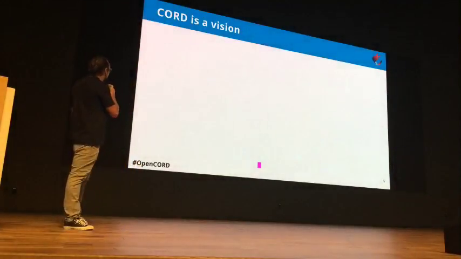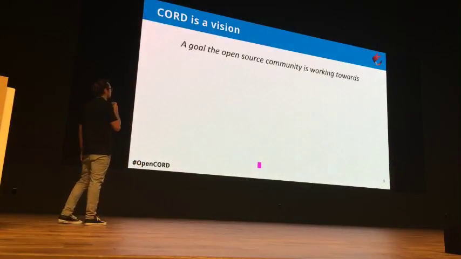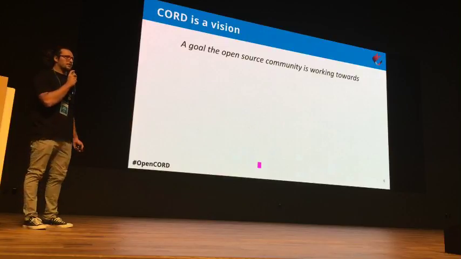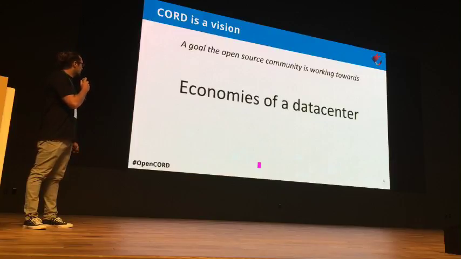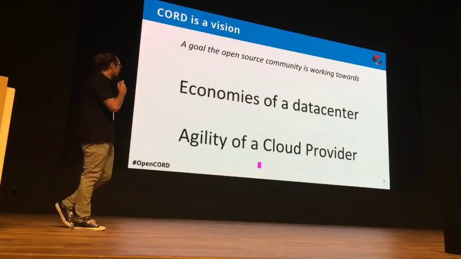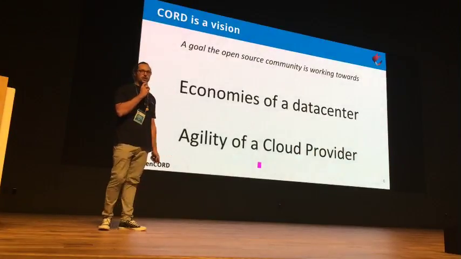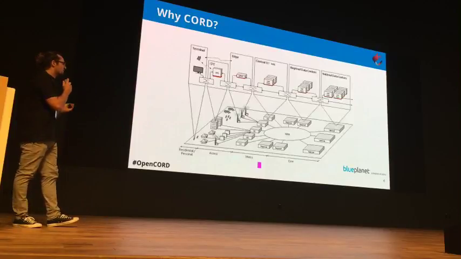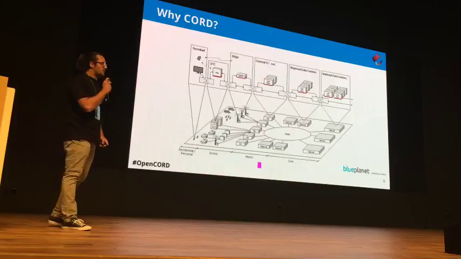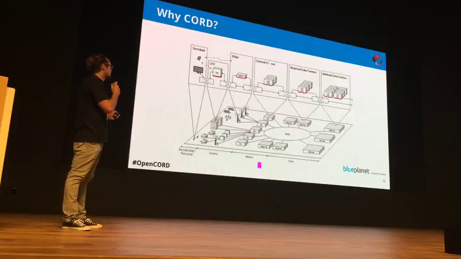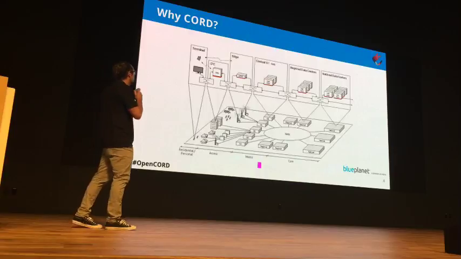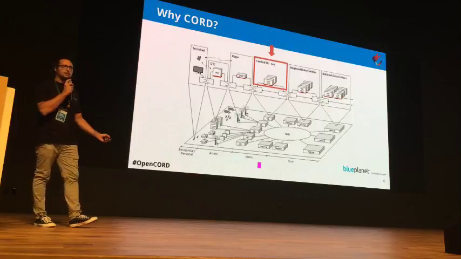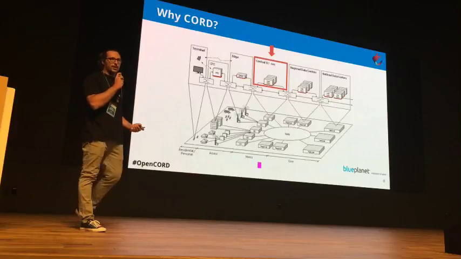What is CORD? CORD is mainly a vision that started from the open source community, and in which the open source community is investing a lot of effort. Its purpose is to bring the economies of a data center and the agility of a cloud provider into the networking ecosystem. Why is that so important? Because as we have seen in this day, the network is really, really complex, and we want to make it easier to manage and deploy. As Guru pointed out this morning, the most important part of the network is the central office, so we are trying to make them better.